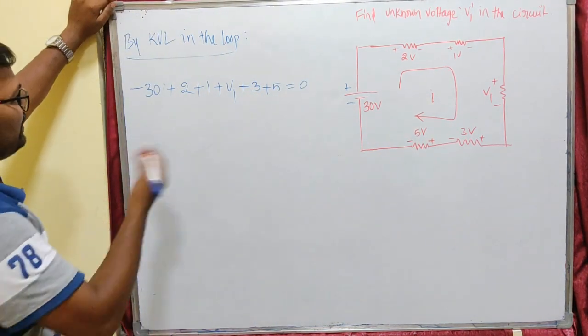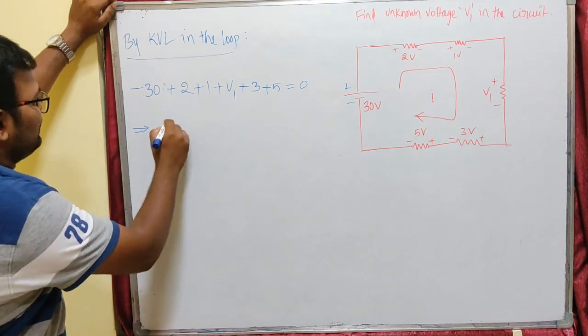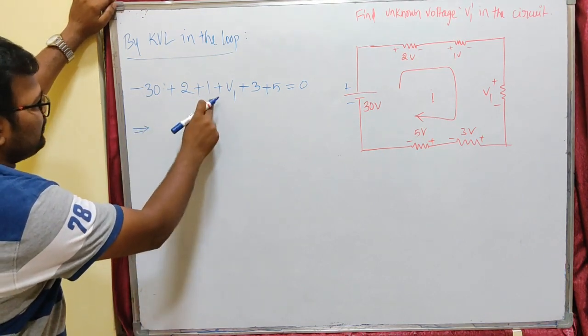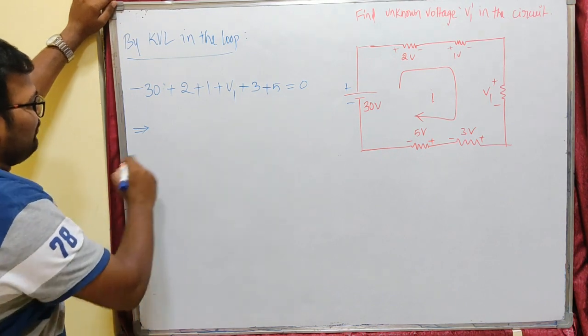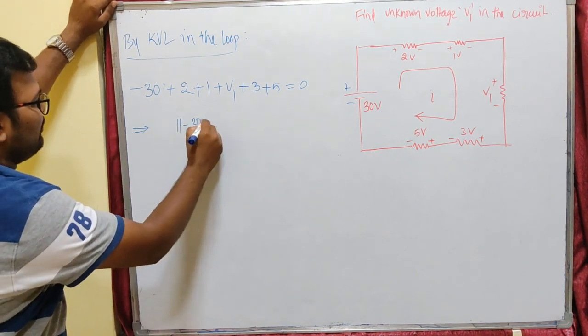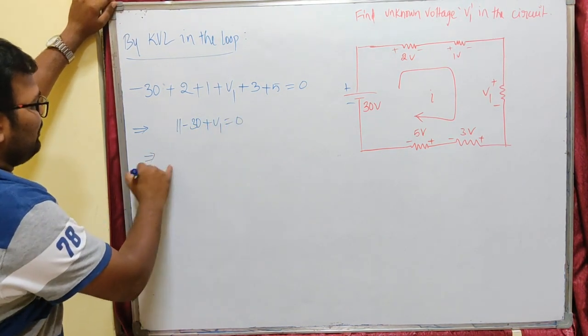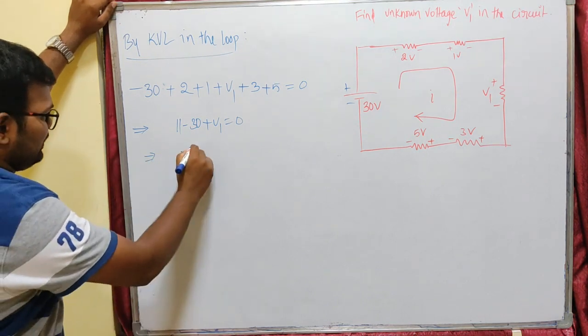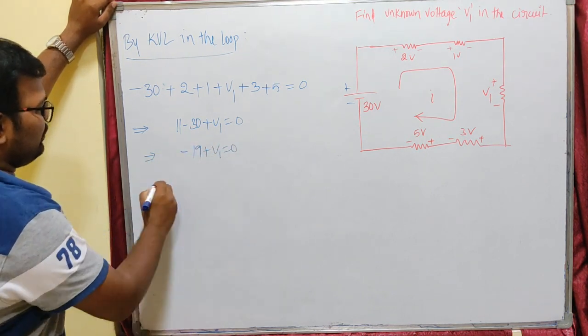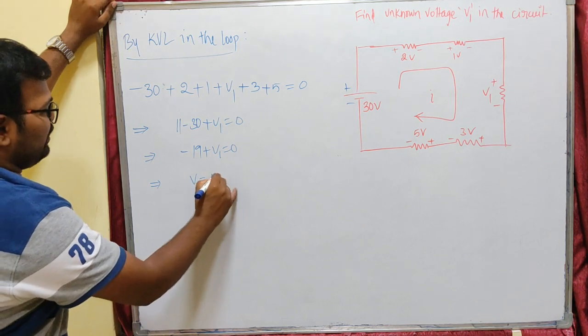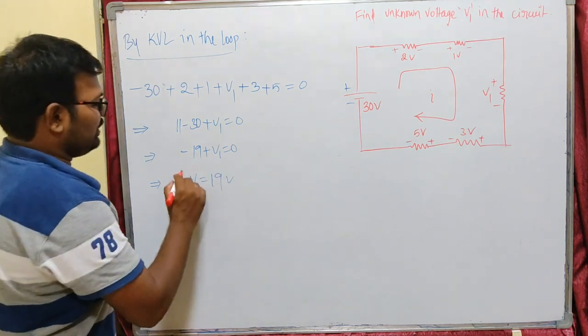If you rearrange this, you can simply get this. Minus 30 plus 2, plus 1 is 3, 3 plus 3 is 6, 6 plus 5 is 11, plus V1 equal to 0. So what is this value? 19, right? Minus 19 plus V1 should be equal to 0. So V1 equal to 19 volts. So the unknown voltage V1 is 19 volts.